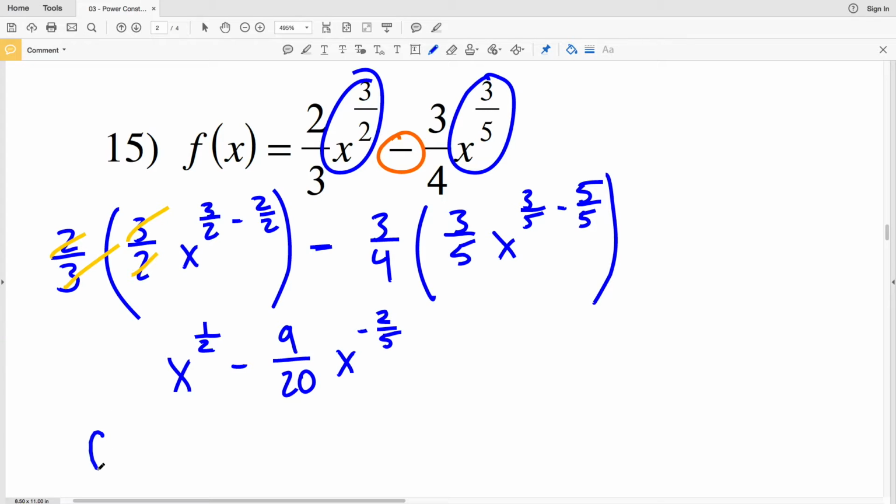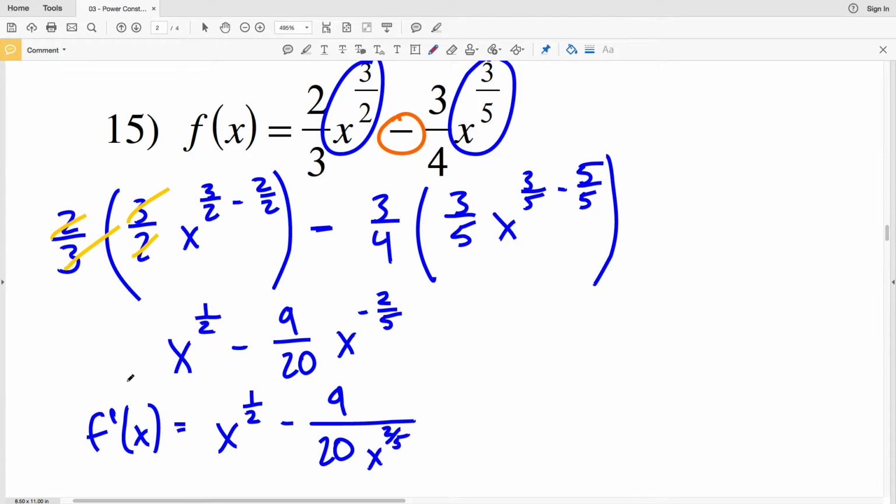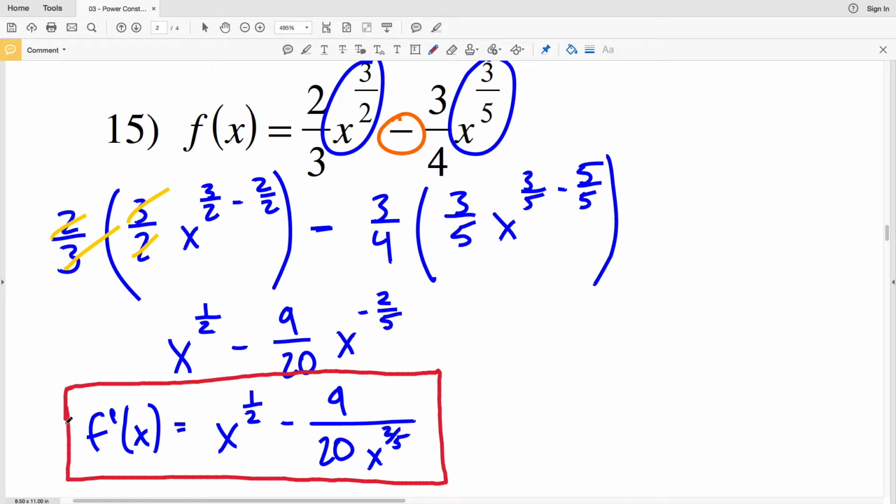So rewriting this, we'll have the derivative of f of x equal to x to the 1/2 minus 9 over 20 times x to the 2/5. One more time, the derivative of f of x equals x to the 1/2 minus 9 over 20x to the 2/5.